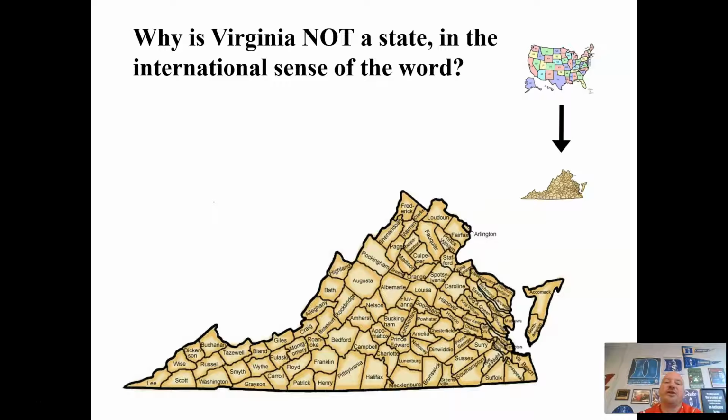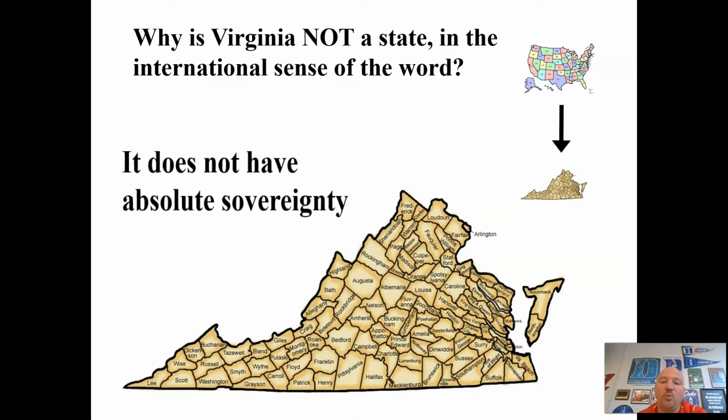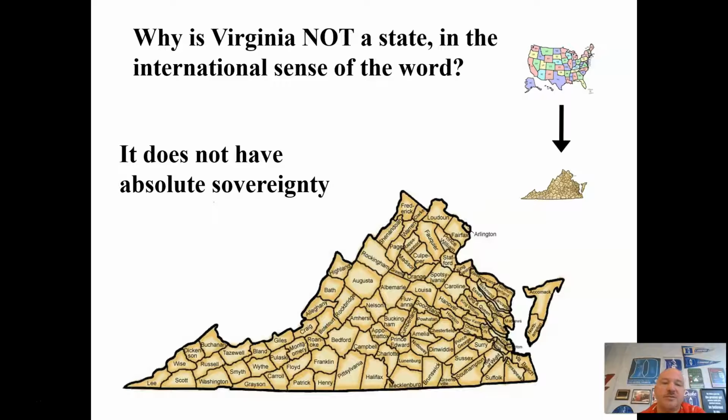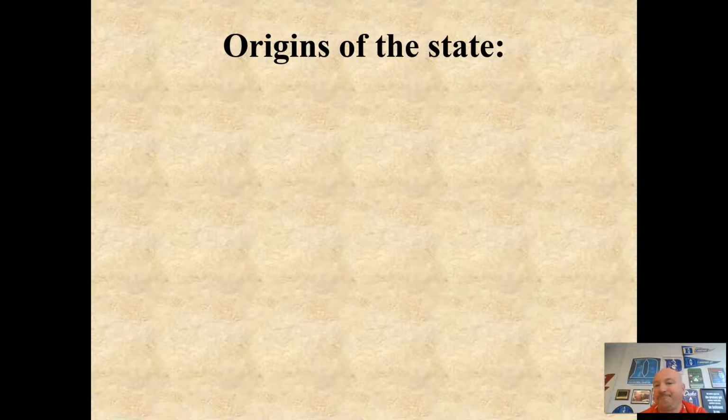So why is Virginia not a state in the international sense of the word? Well, we do not have absolute sovereignty, okay? And later on, we'll get into, when we talk about back in the day with the Articles of Confederation and such, we can't declare war on Finland. We can't coin Virginia dollars, that type of thing.